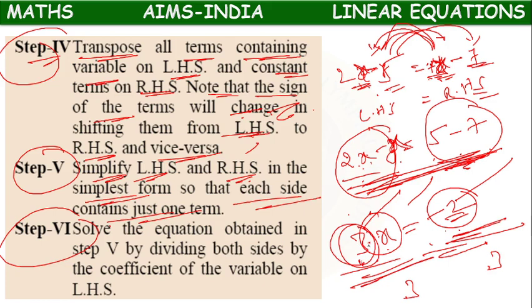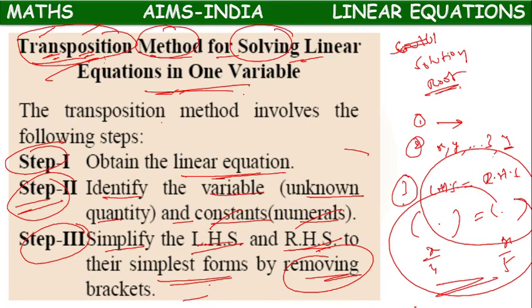Means the equation obtained in step 5, if it has any coefficient, with the same number we have to divide on both sides. Both sides. Then we will get the value of x. So these are the steps to be followed for solving a linear equation by the transposition method.